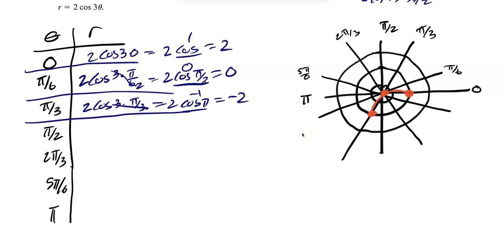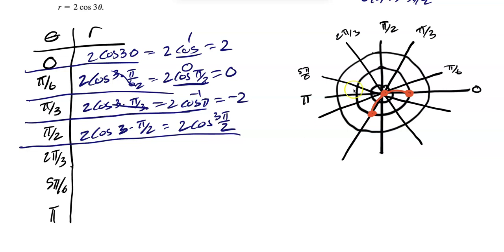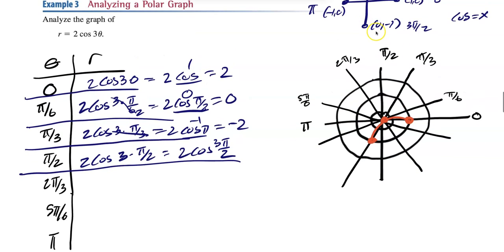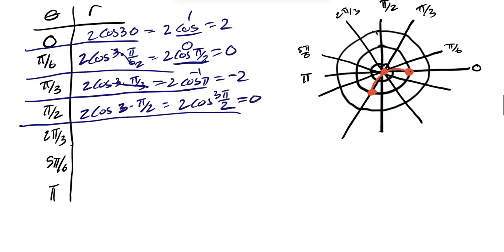Next one, pi over 2. 2 times cosine of 3 times pi over 2, which just gets me 2 cosine of 3 pi over 2. Well, 3 pi over 2 is down here. X is 0, so that's 0. Then we go back down to 0. So we have to curve back again.